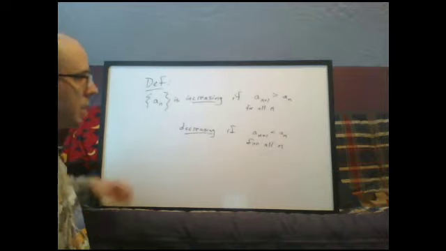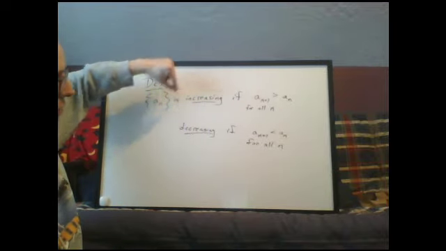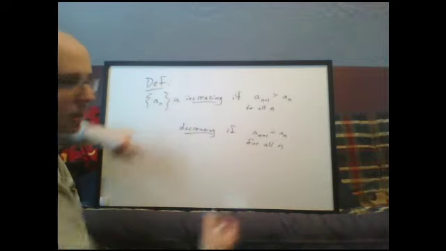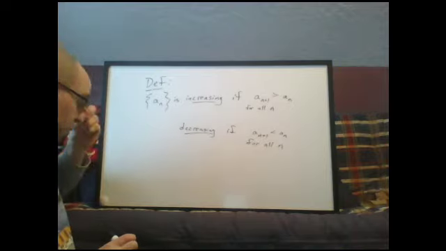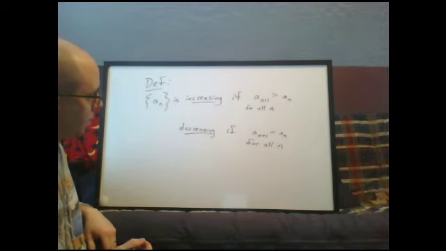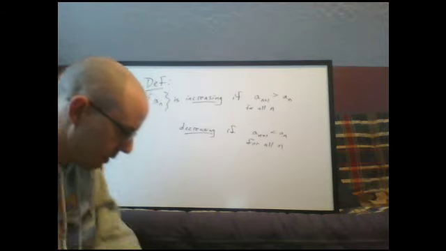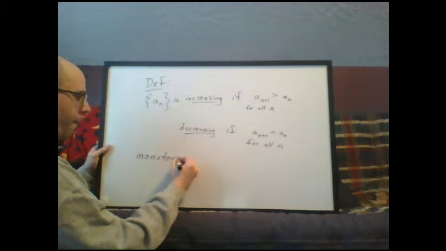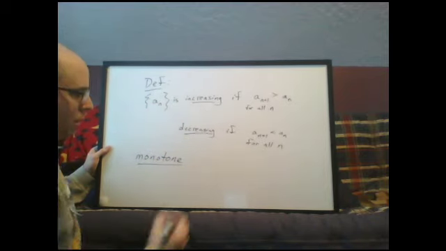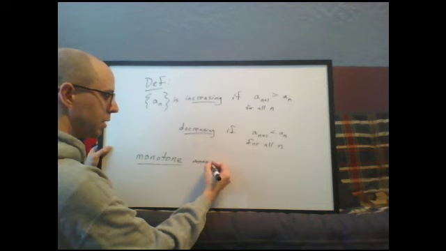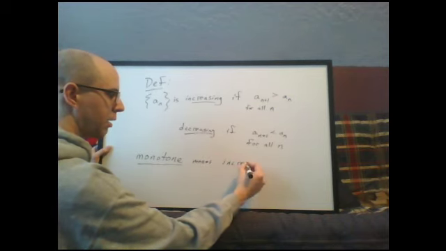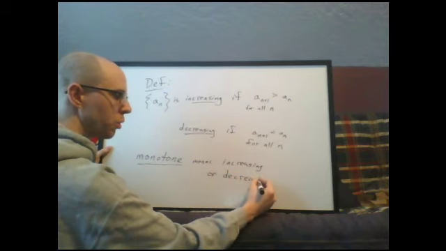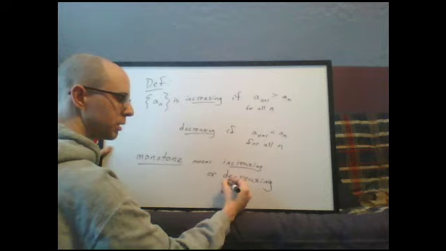So intuitively, if you graph this, for increasing sequences, the y values are getting larger with each step, and for decreasing, the y values are getting smaller with each step. Just like with functions. And the word monotone means increasing or decreasing. So it's just a word that covers both possibilities.